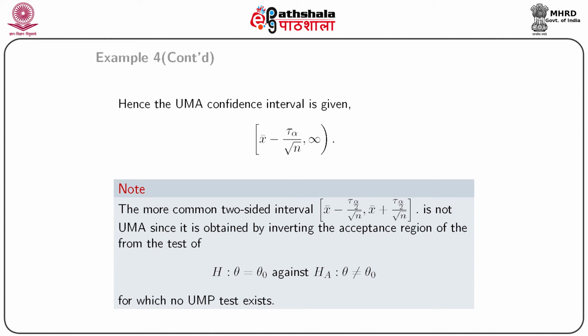Hence, the UMA confidence interval of level 1 minus alpha is given by the interval x bar minus tau alpha by root n to infinity. Note that the more commonly used two-sided interval x bar minus tau alpha by 2 divided by root n, comma, x bar plus tau alpha by 2 divided by root n is not UMA, since it is obtained by inverting the acceptance region of a test of H naught: theta equals theta naught against H A: theta not equal to theta naught, for which no UMP test exists.